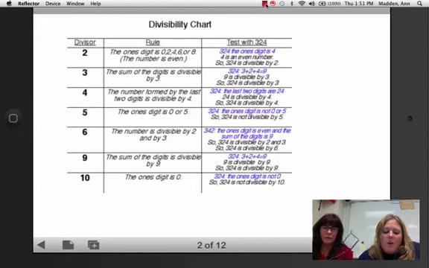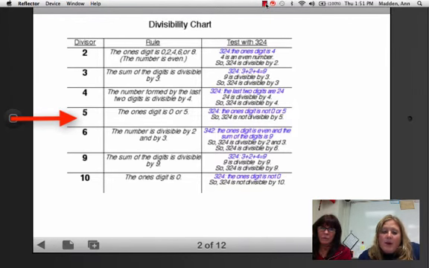All right. So if the number that you choose is divisible by 2, the way that you can figure out if that's going to be a number without a remainder is that your number is even. If it is divisible by 3, the sum of the digits is divisible by 3. And we'll talk more about that so you know what we are talking about. If it is divisible by 4, the number formed by the last 2 digits is divisible by 4.